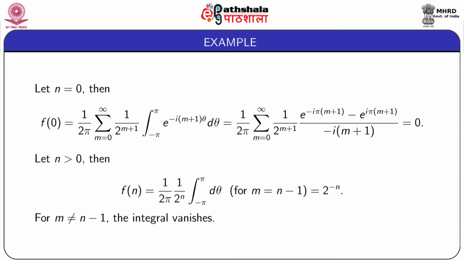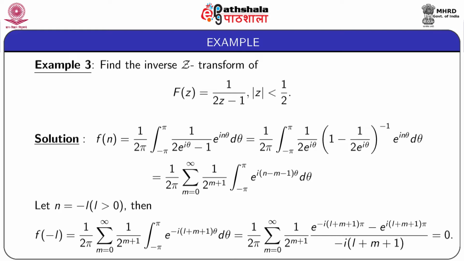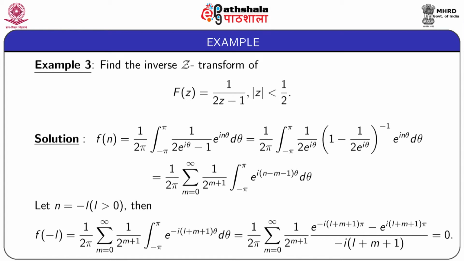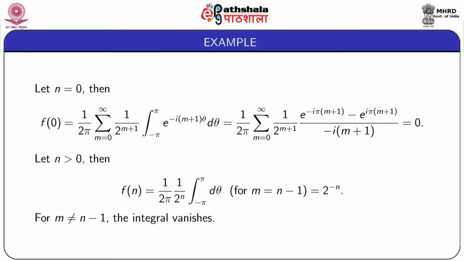Now let n equal to 0. So, from equation 3 we find f0 equal to 1/(2π) summation m equal to 0 to infinity 1/2 to the power m plus 1 integral from minus π to plus π of e to the power minus i(m + 1) theta d theta. This we have obtained from here by using equation 3, and this integral can be evaluated and ultimately we get f0 equal to 0.